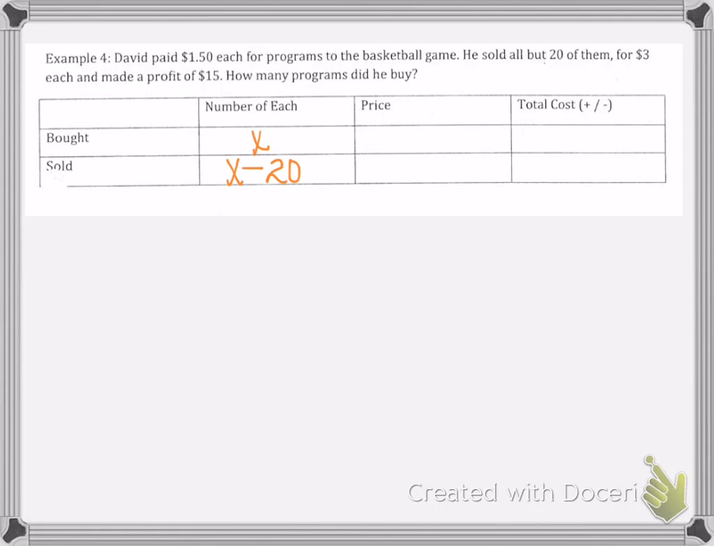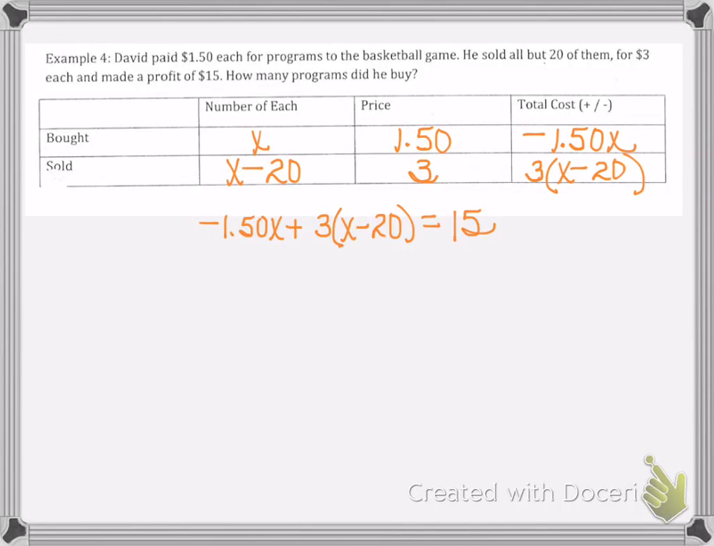The price, I'm going to leave in dollars. He paid $1.50 when he bought them, and he turned around and sold them for $3 each. Multiplying across, that means the total cost for bought was $1.50 times X, and the total cost for sold was 3 times X minus 20. But we know that when we're buying something, it is subtracting our money, so we're going to make this a negative.